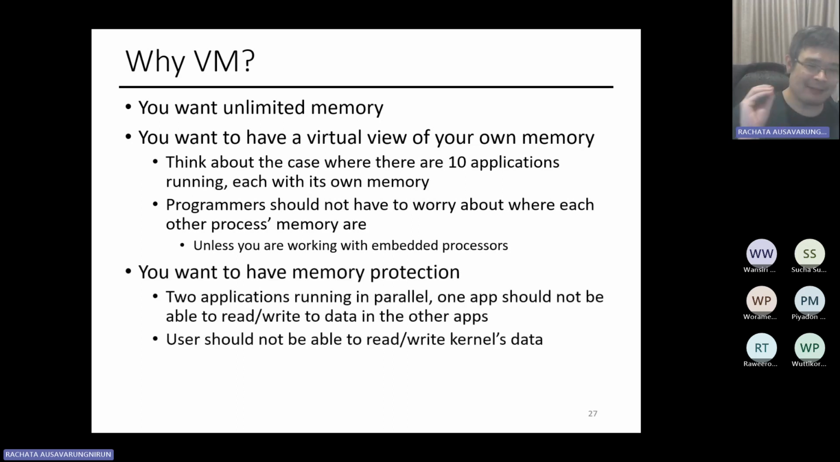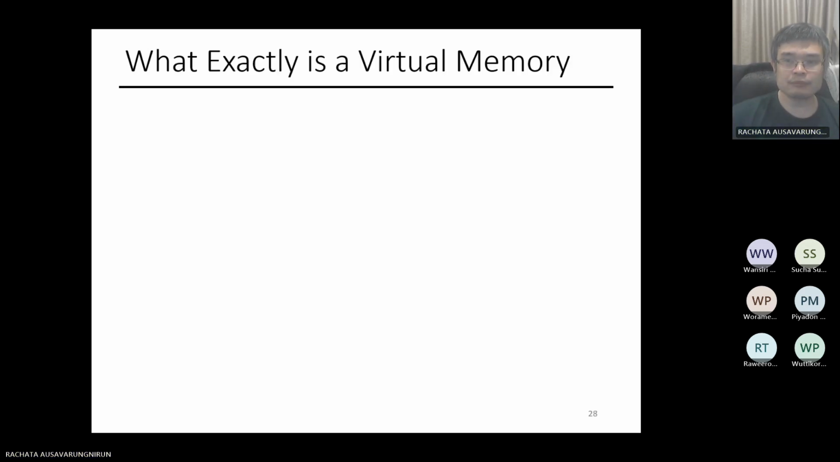And you also want to have memory protection, which means that, let's say I have multiple applications running, right? One application should not be able to access another application's data because that would violate privacy, right? And the user also should not be able to read or write the kernel's data as well.